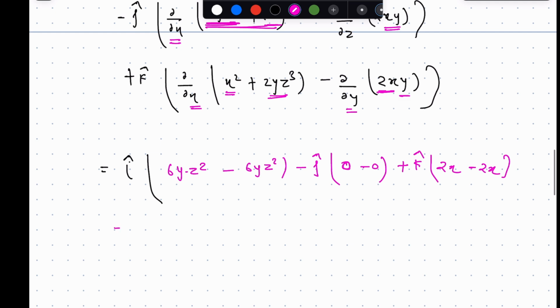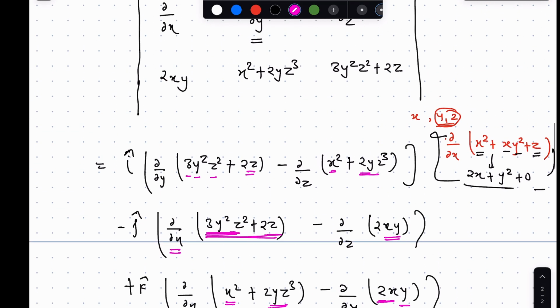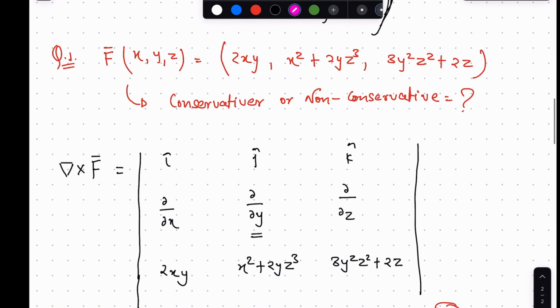So if you simplify it, then we'll have 0 i cap plus 0 j cap plus 0 k cap. Basically you get it to be 0, and if it is 0 it means this field is irrotational, and if this field is irrotational, that's why it is conservative.